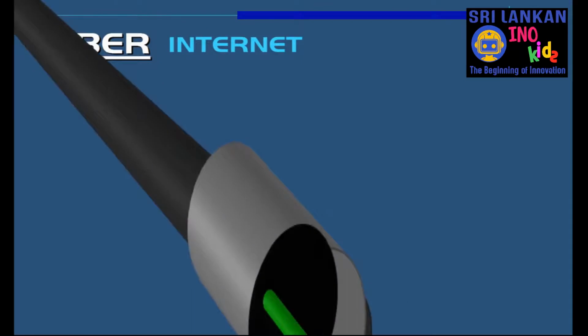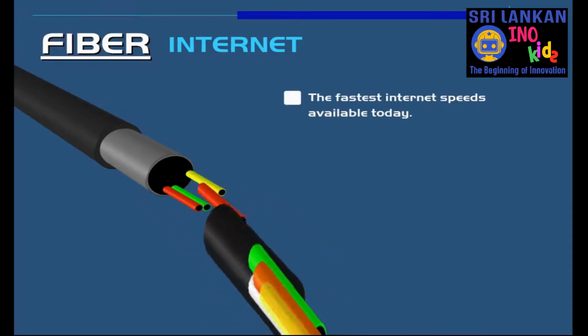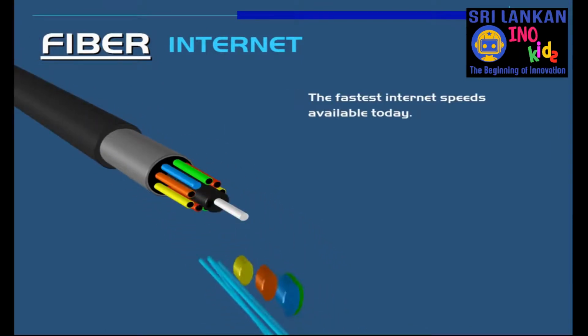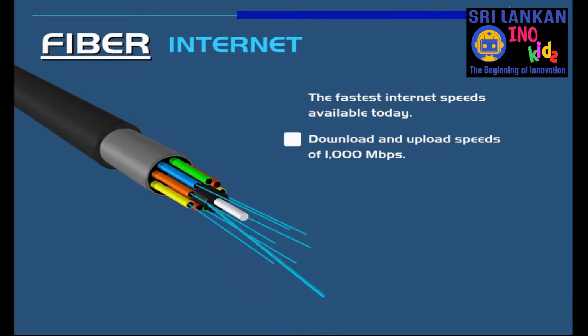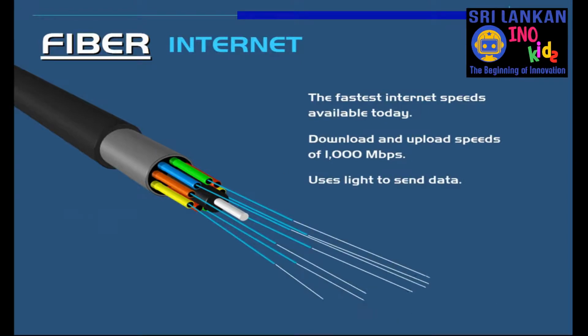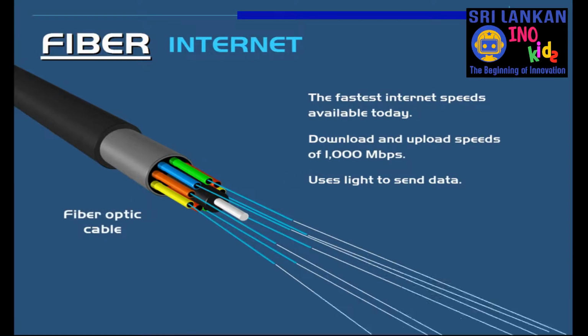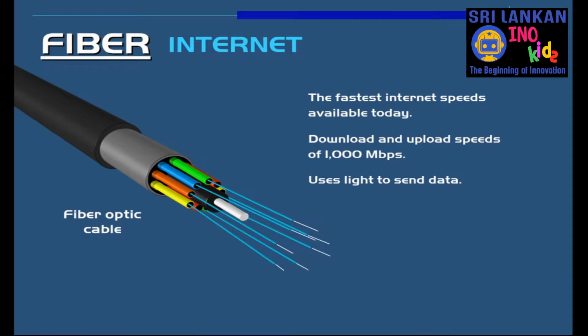There's fiber internet. Fiber offers the fastest internet speeds available today. It has download and upload speeds of 1,000 megabits per second, so it's very fast. And the reason why it's so fast is because it uses light to send data running through fiber optic cable. And fiber optic cable is what's already used as the backbone of the internet.